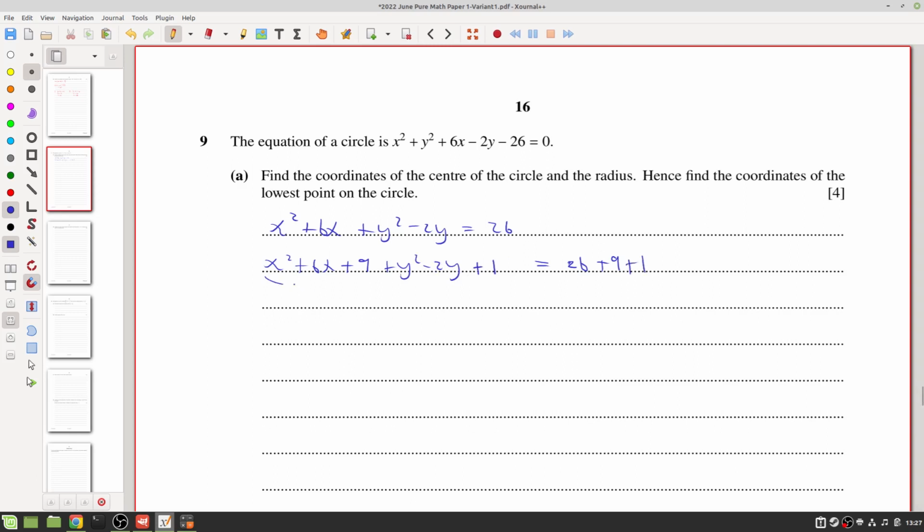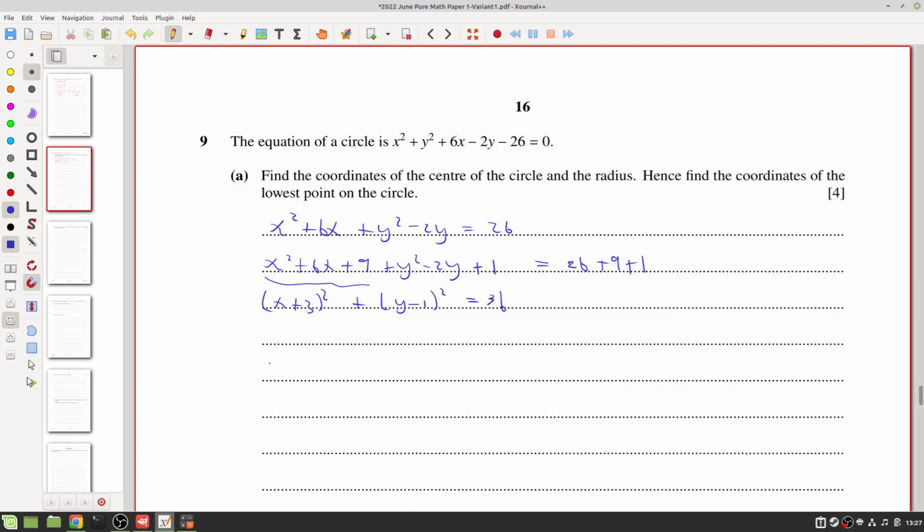Okay, now the reason we did that is this makes a perfect square. We can factorize that into (x + 3) squared, plus, and the same here, (y - 1) squared equals, and then 26 plus 9 plus 1 is 10, 26 plus 10 is 36. So that is our solution, right?